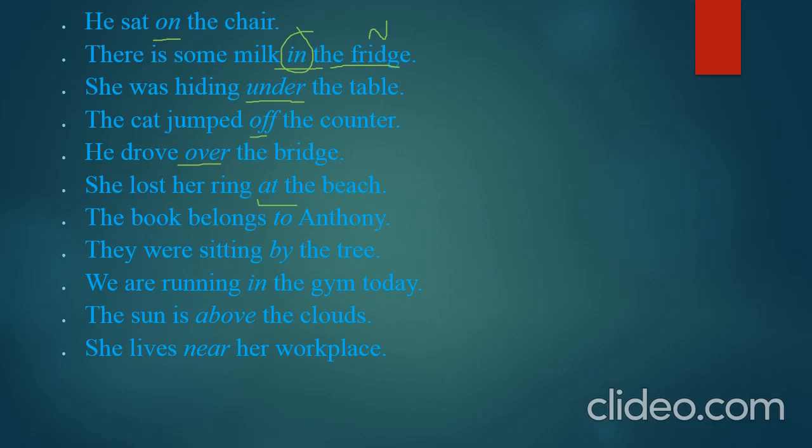The book belongs to Anthony. They were sitting by the tree. We are running in the gym today. So here in is the preposition. The sun is above the clouds. सूरज जो है ये बादलों के ऊपर है, above. She lives near her workplace.